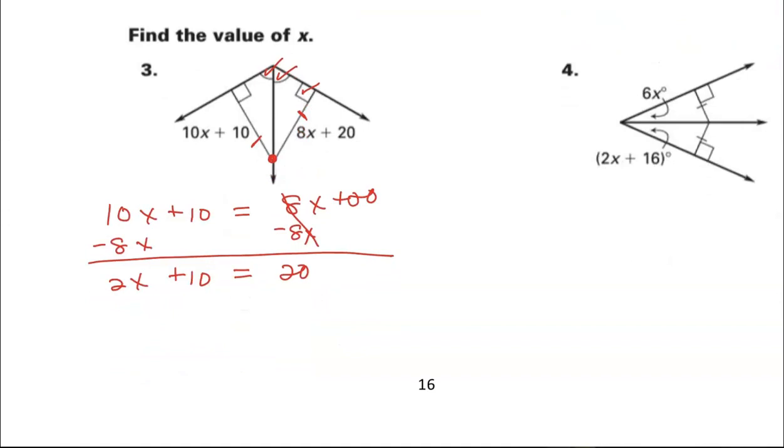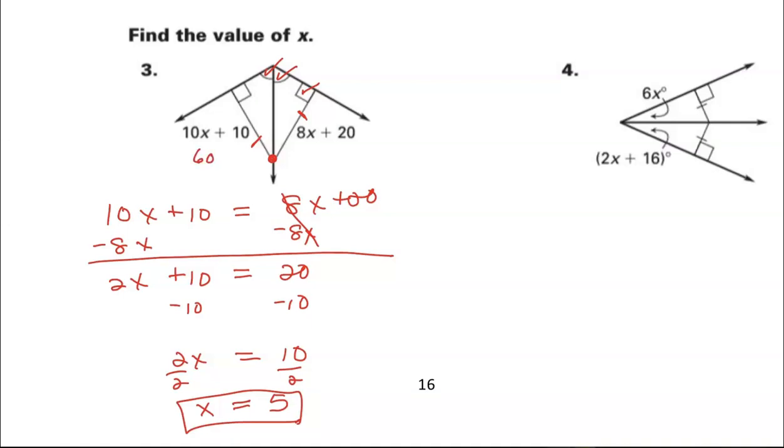Okay, so now what I want to do is get the x's on one side, subtract 10, 2x equals 10. Get your x alone by doing division, and x will equal 5. If I plug that back in, just to check, 5 times 10 is 50, plus 10 is 60. 5 times 8 is 40, plus 20 is also 60, so I know I have the right answer. All right, moving on to question number 4.